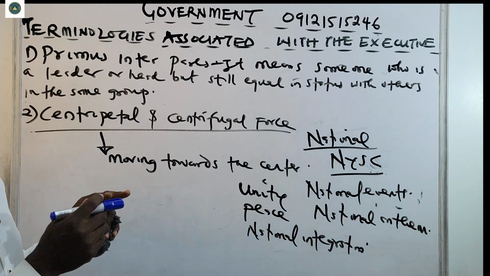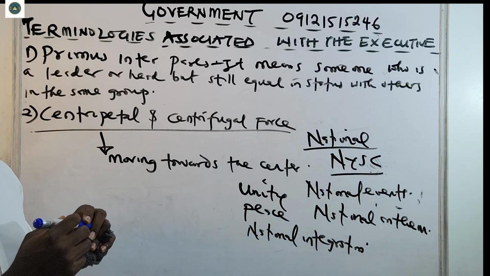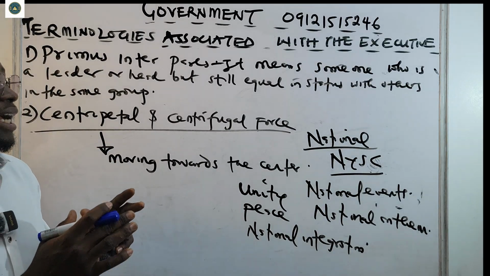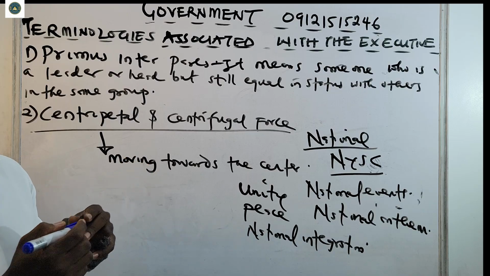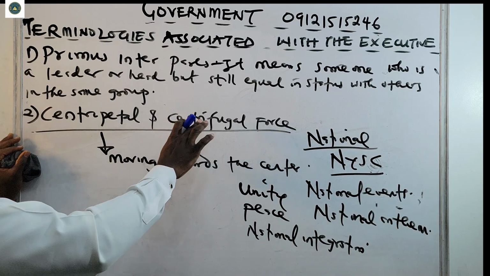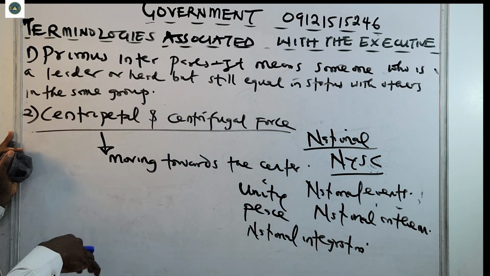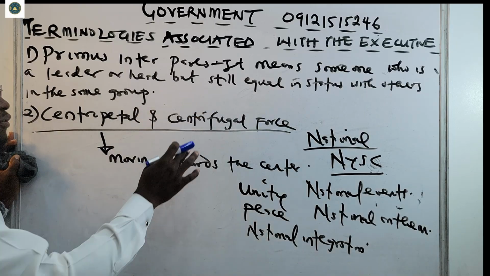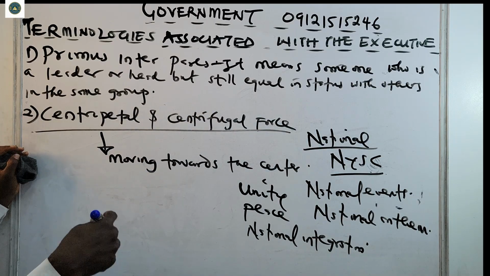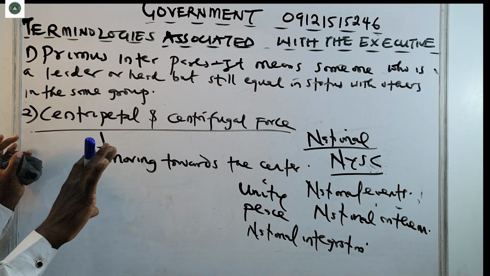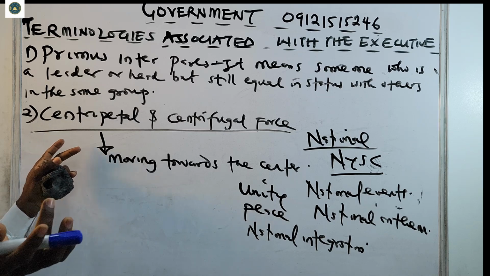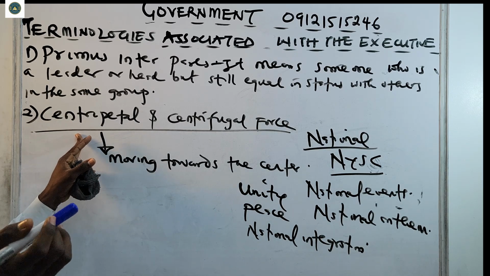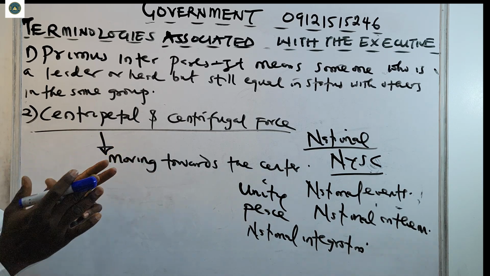Okay, so centrifugal force is anything that brings discord, that scatters people. If centripetal brings people together, centrifugal will scatter them. Centrifugal force is like a crack in the country. It's something that brings a crack to a country. While centripetal is like a glue that brings people together.